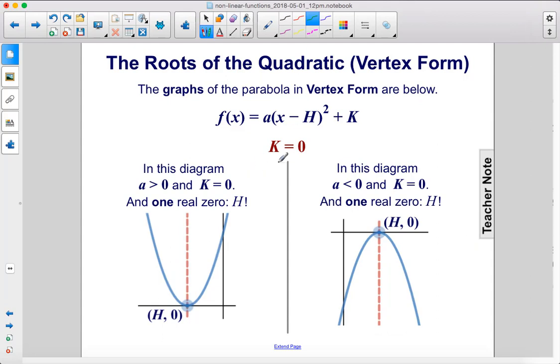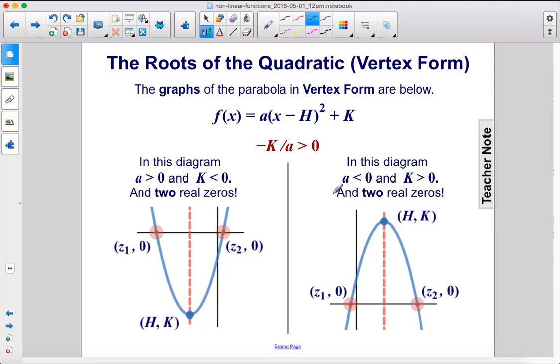All right, here's some examples where k equals 0. So if a is greater than 0 and k equals 0, then we're going to have one real zero right at h. In this diagram, a is less than 0, so the parabola faces down, and k equals 0, so we have one real zero also right at the x value of h.